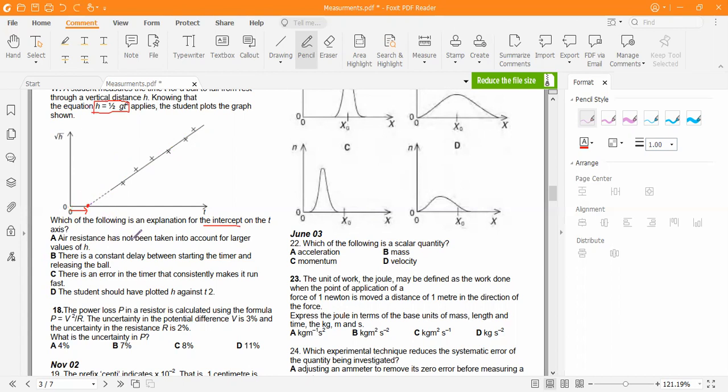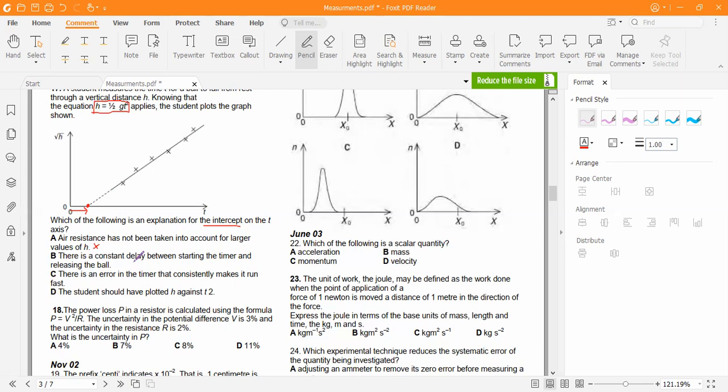So the first reason is air resistance has not been taken into account. Air resistance does not cause systematic error. If air resistance is affecting your readings, it would affect them randomly. It would not affect them by a constant amount. So this is false. Air resistance can be a cause of random errors, but it cannot be a cause of systematic errors. Option B is there is a constant delay between starting the timer and releasing the ball.